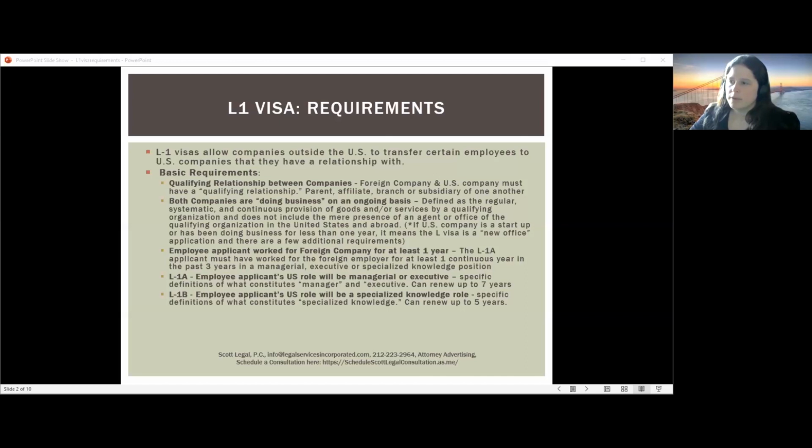The other requirement, when we look at the employee, is they have to have worked for the company abroad for at least 1 year out of the past 3 years in an executive, managerial, or specialized knowledge role. So you have to look both at the time that they've worked for the company, and you need to consider what they have been doing for the company. What are the specifics of their job?